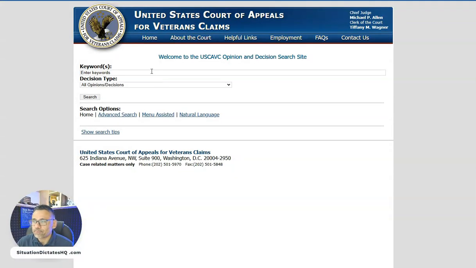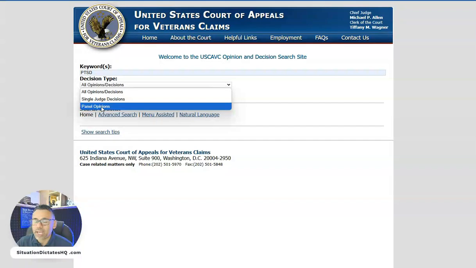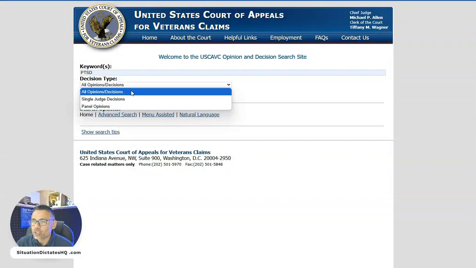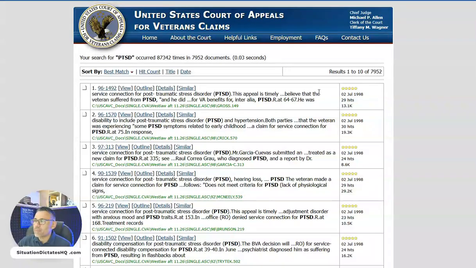So let's put in PTSD. I think I put it in at one time, so it remembered it. When you click the down arrow, you'll see all opinions and decisions, single judge decisions, or panel opinions. We'll select all, and the next step is clicking the search button. It came up here on the right-hand side with over 7,952 results, and you'll notice the date on the right-hand side.